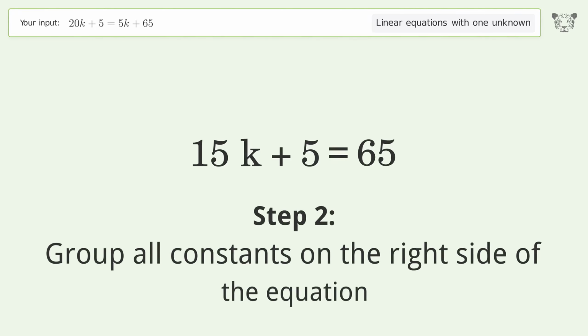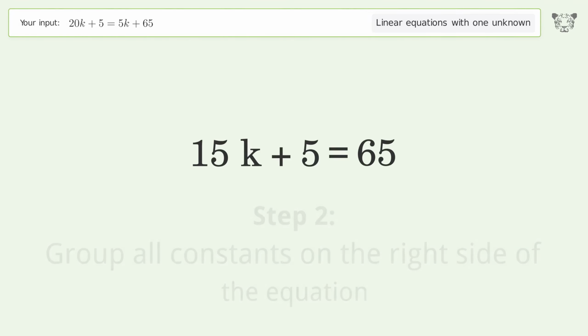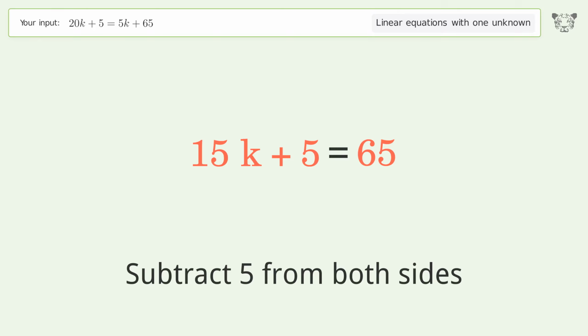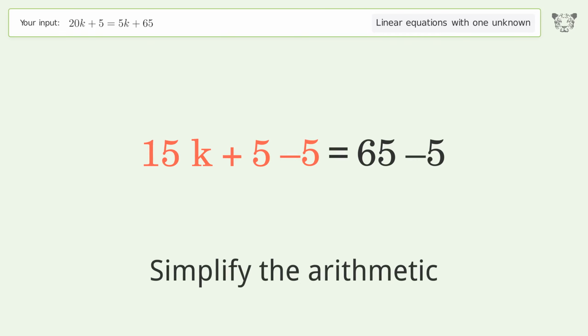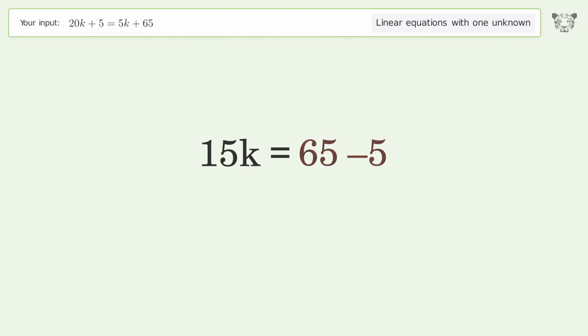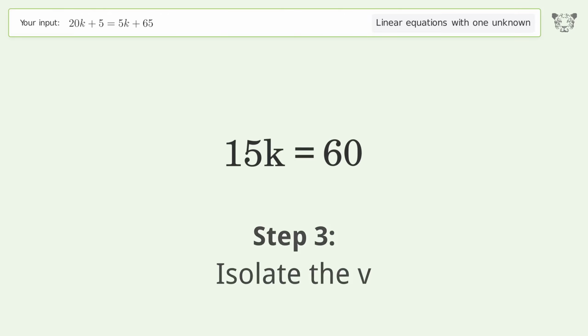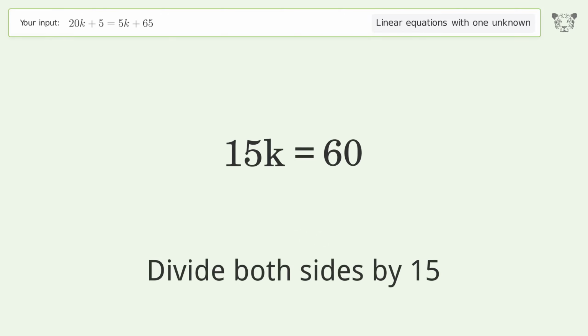Group all constants on the right side of the equation. Subtract 5 from both sides. Simplify the arithmetic. Isolate the k. Divide both sides by 15.